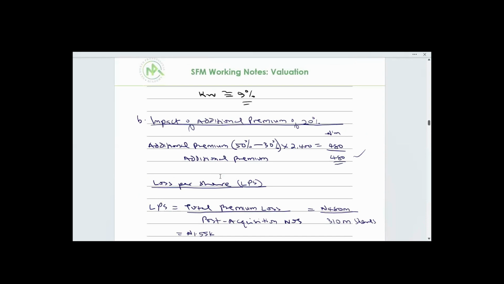It's very simple. Number B, examiner is asking you to determine the impacts of the additional premium on the shareholders of EP. You can see from the question there is an argument between the shareholders of BO and the management of EP. The shareholders of BO is requesting for 50% premium of the value of BO. The value of BO is 2.4 billion. That's what we calculated. However, the management of EP is saying that they have capacity to pay only 30% of the premium. Therefore, examiner is now asking you, if a premium of 50% is paid instead of 30%, what will be the impact on the shareholders of EP?